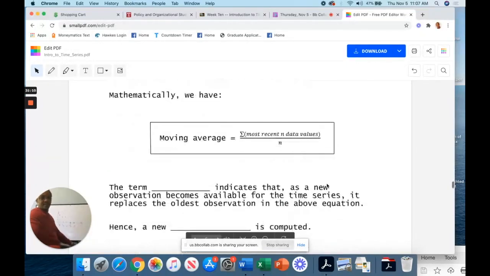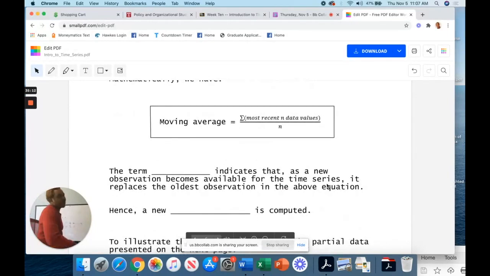So mathematically, we know what average means. Average means just take the data points you have and divide by however many you have. If you have 3 points, you add up all 3 data points and divide by 3. If you have 5, you add up all 5 and divide by 5. So you have to establish the size of your window.